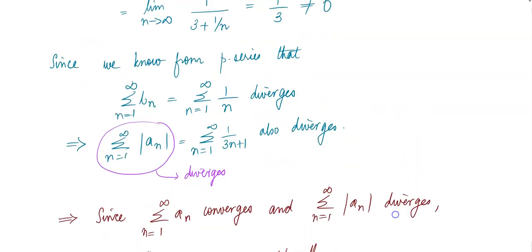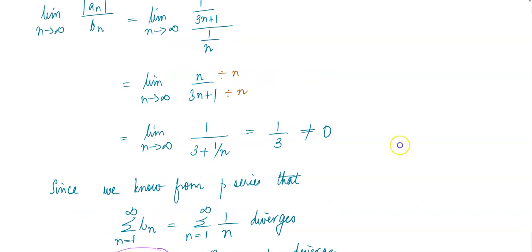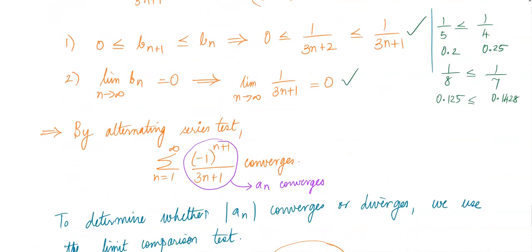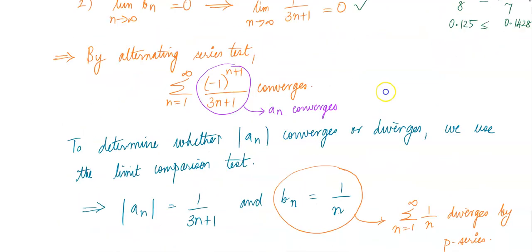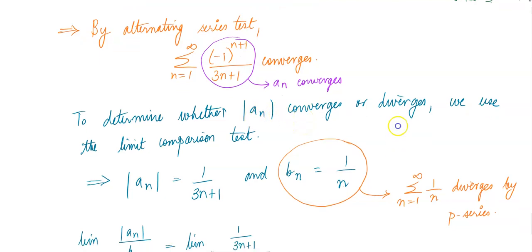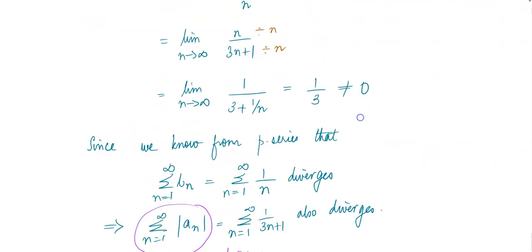And so remember again, what we were trying to do here was we used the alternating series test to establish convergence for an. However, we could not tell if this converged conditionally or absolutely, and for that reason, we had to find what happens to the absolute value of an. And in order to do that, we went for the limit comparison test.